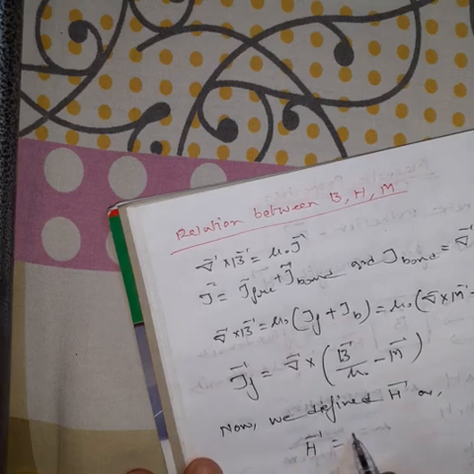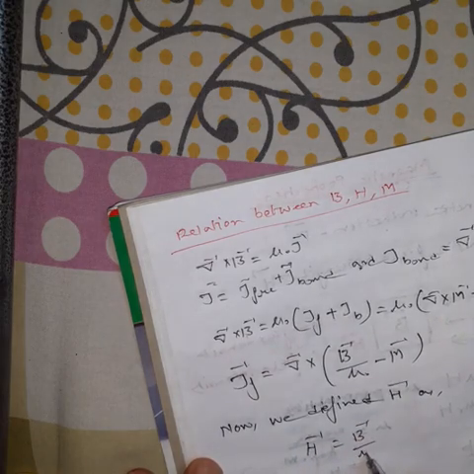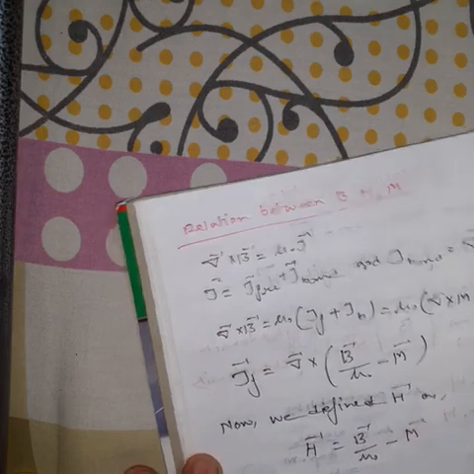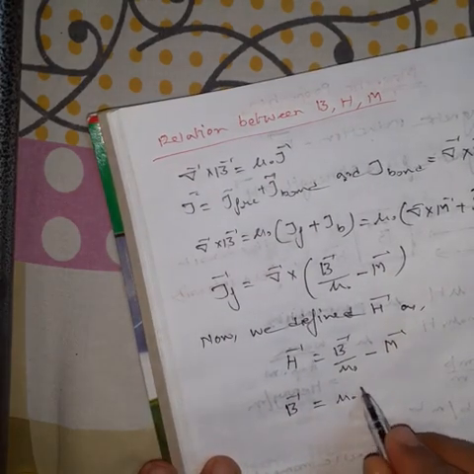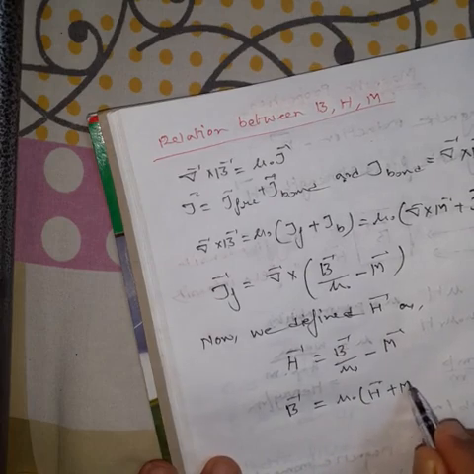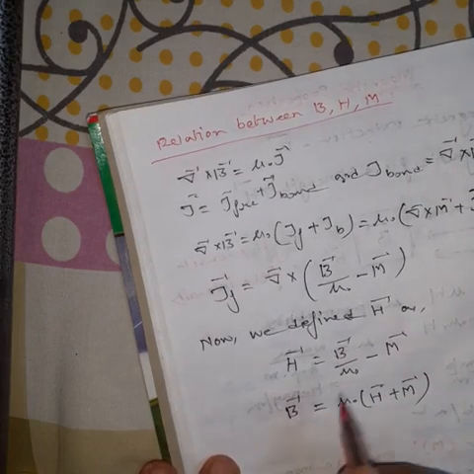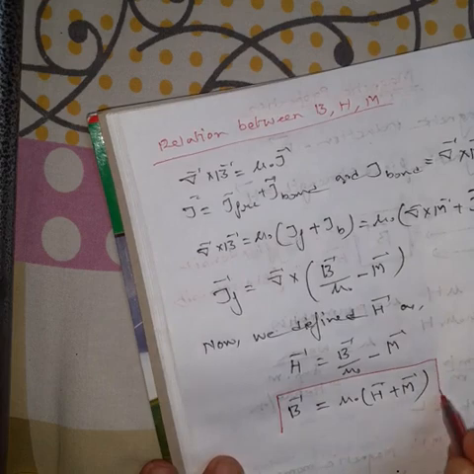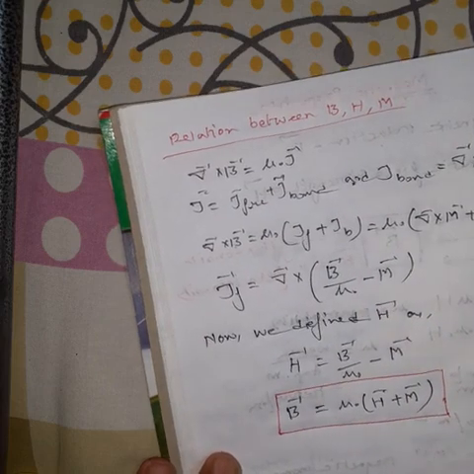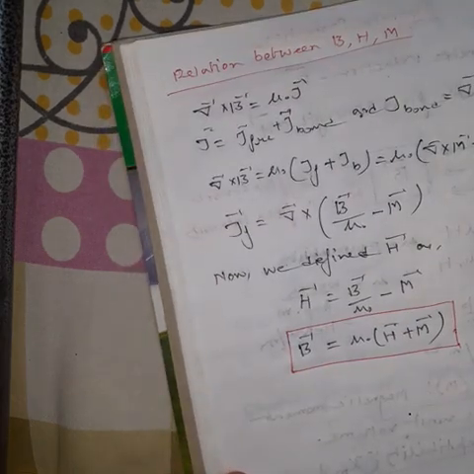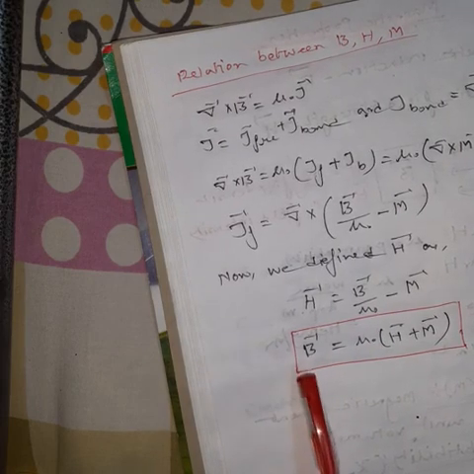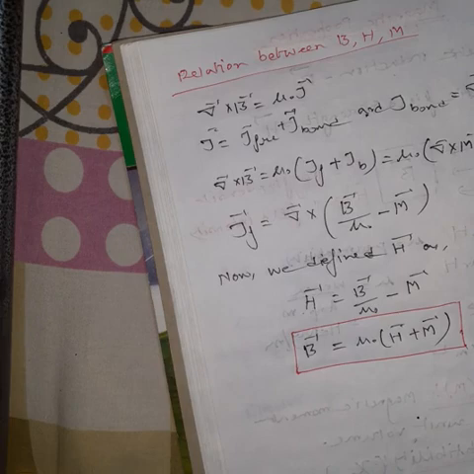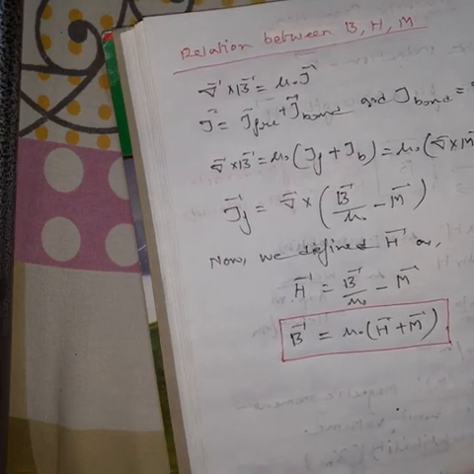H equal to B by mu 0 minus M. So we have B equal to mu 0 (H plus M). So this is one of the important derivations that you have to remember. And then, similarly, D equal to epsilon 0 E plus P, the polarization, what we have done in case of dielectric.